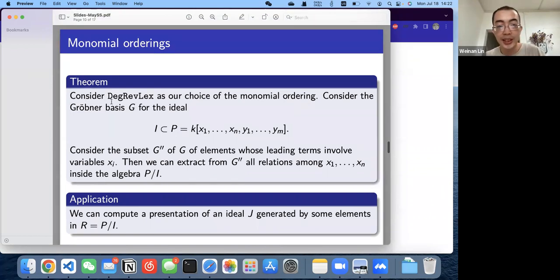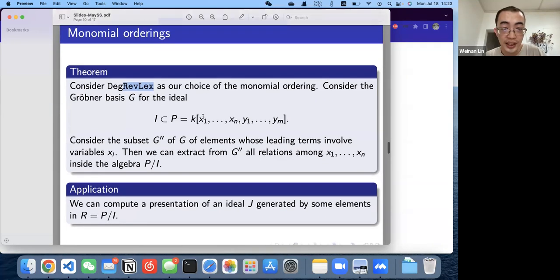Next, let's consider another different monomial ordering. It's the reversed one, the reversed lexicographical ordering, and so we have a different theorem. If you consider the Gröbner basis with respect to this reversed lexicographical ordering, and then you consider a subset G'' whose leading terms involve variable xi. So it's kind of the opposite. Previously, we cared about y, now we care about x.